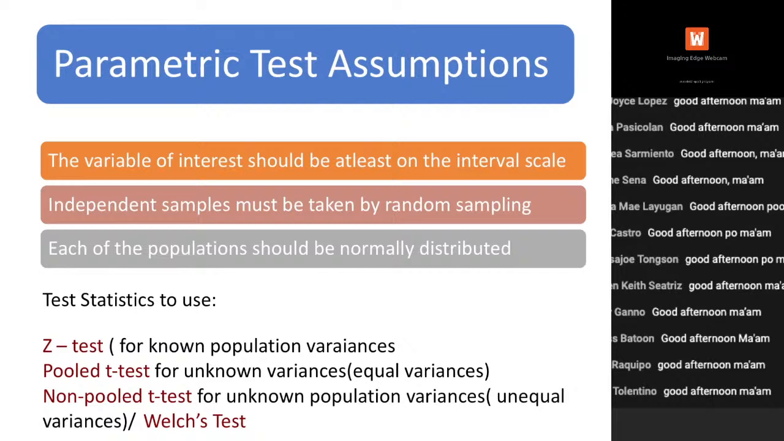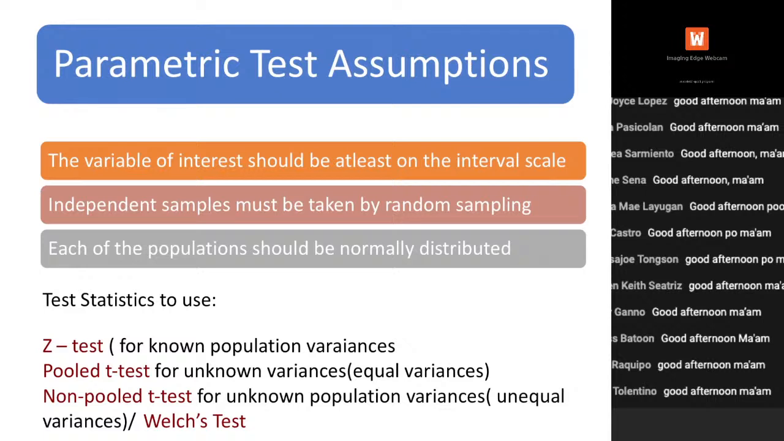We have z-test, pooled t-test, non-pooled t-test, or the Welch test. This is the other name for non-pooled t-test. But before we can decide on which test statistic to use, again, we have to check on the assumptions.